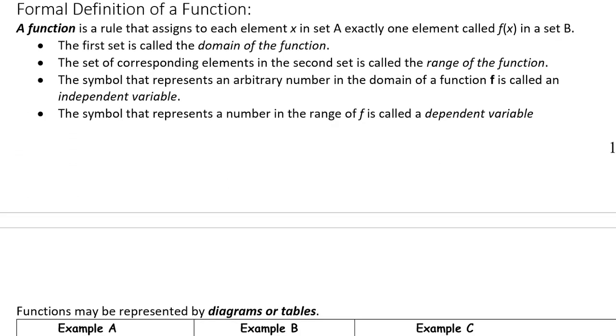Before we move on to the next page, we have the formal definition of a function. A function is a rule that assigns to each element x in a set A exactly one element called f of x in a set B. Now we've started using a totally new notation here. X is like your input, and y is like your output.